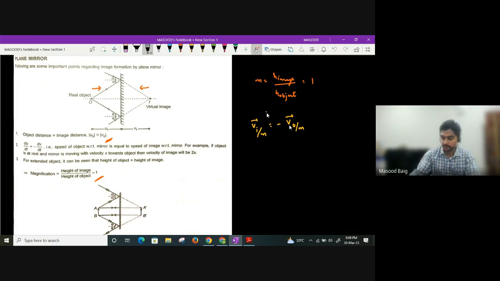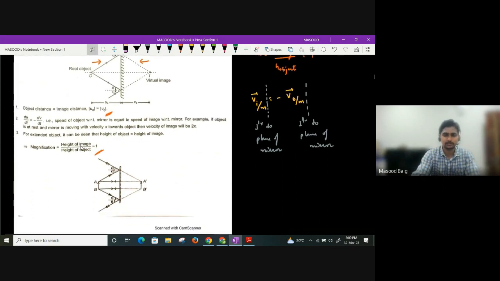Yes. So when I say the velocity of image with respect to mirror is minus the velocity of object with respect to mirror, it is valid only for those components which are perpendicular to the plane of the mirror, guys. So you should take only those components which are perpendicular to the plane of the mirror. Let me move ahead.